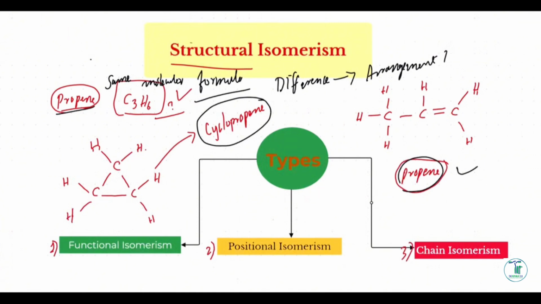So we'll cover each type one by one, starting from functional isomerism. Basically, you know about functional groups. So functional isomerism refers to functional groups: there is the same molecular formula, but there would be a change in functional group.